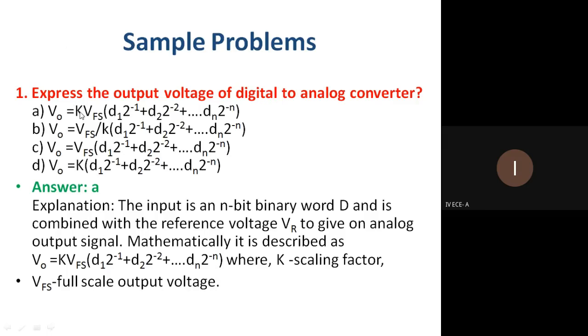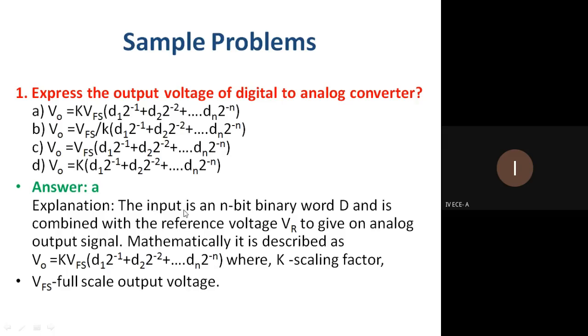Similarly, VO is equal to VFS by K into this term. VO is equal to VFS into this term. VO is equal to K into D1 into 2 power minus 1 plus D2 into 2 power minus 2 plus Dn 2 power minus n. Right. So the correct answer is option E.